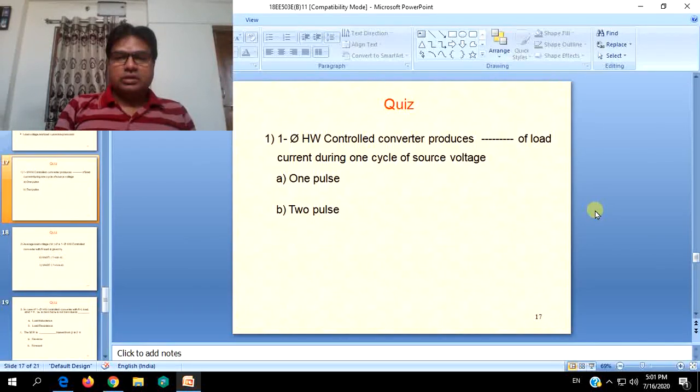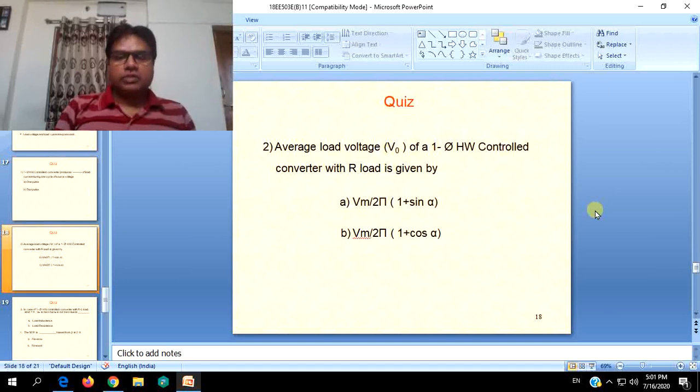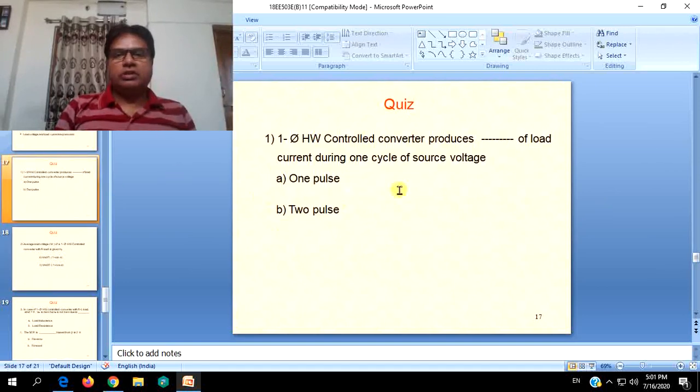And now the time for some simple quiz questions. A single phase controlled converter produces dash of load current during one cycle of source voltage. 1 or 2? It is a half wave controlled converter, so obviously only one pulse of load current in a given half cycle will be allowed. So one pulse is your answer.